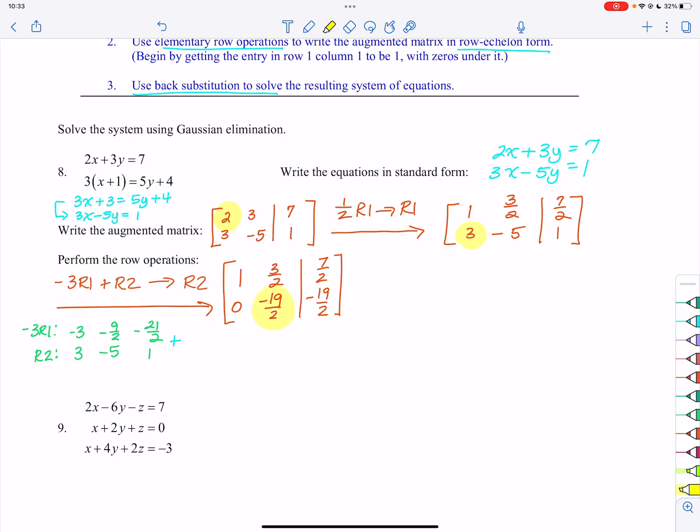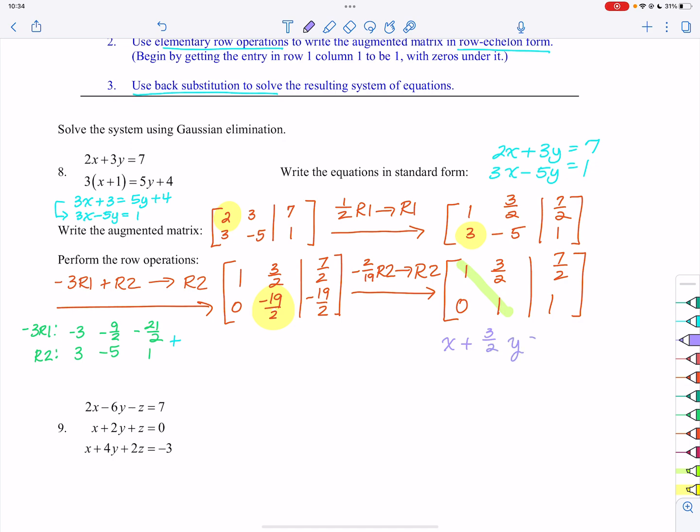Okay, now we need to work on this -19/2 to become a 1. So I'm going to multiply everything in row 2 by -2/19 and replace row 2 with that. So keep in mind that row 1 stays the same, and row 2, if we multiply by -2/19, we have a 0 and a 1, and we end up with another 1. So as you can see, we have our 1s on the diagonal, and now we could write a system. And this system is x plus 3/2 y equals 7/2, and y is equal to 1.